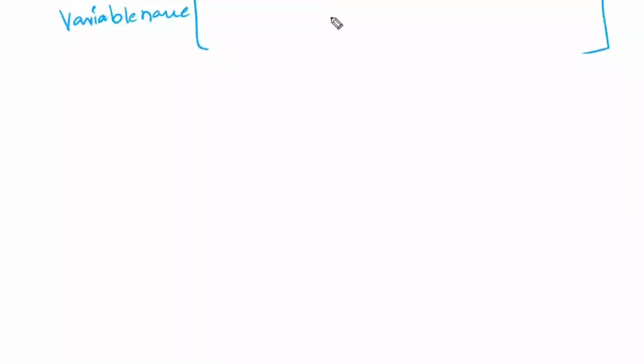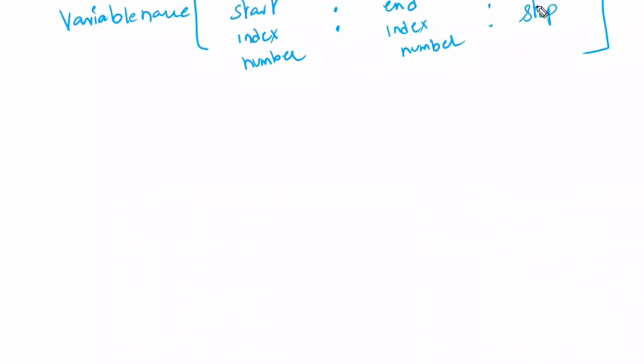bracket, and inside the bracket, 2 columns will be there, column 1 and column 2. This column says what the starting index number is. This column says where you want to end; you have to write the end index number in this position. And in this position, whether you want to move in a positive direction or a negative direction, that is the step. Let us see multiple examples.